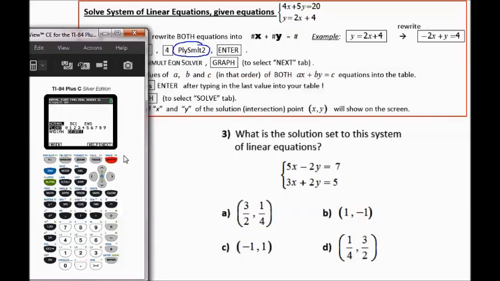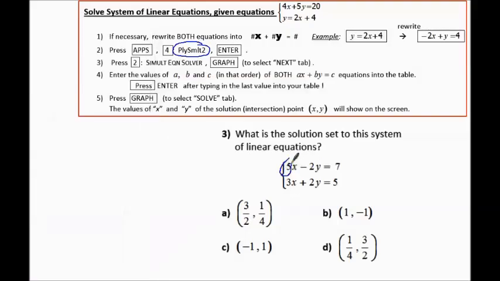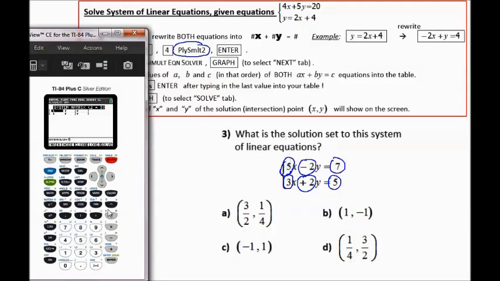So you press the next button, and it's going to take you to some boxes where you're going to be entering the coefficients of your system. The coefficients are a 5, in this case, a -2, and a 7. And in the bottom row, you're going to be entering a 3, a +2, and a 5. So remember, you're not entering any of the letters, just the coefficients in the same order in which you see them.